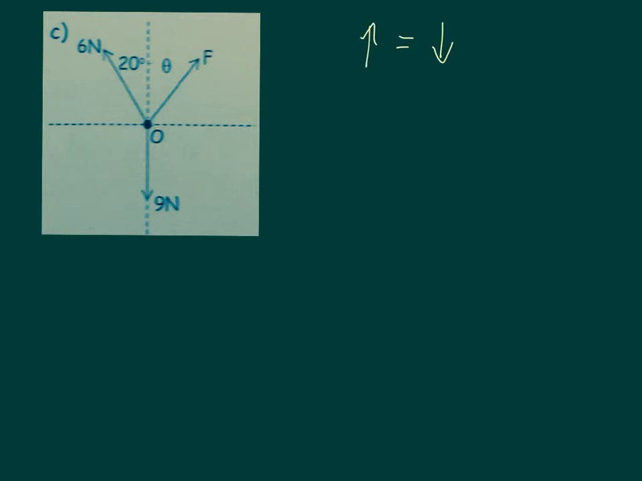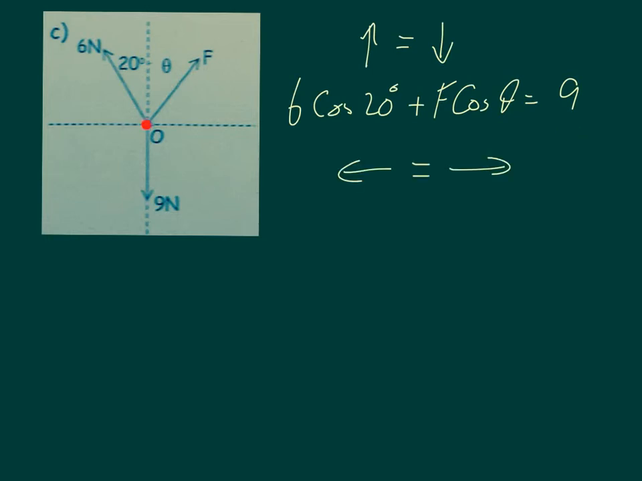So we have upward forces equal downward forces, and that gives us 6 newtons cos 20 because it's an adjacent component here, plus F cos theta, and they both are battling against this 9 newtons. So 2 upward forces, 1 downward. And also we have forces to the left equal forces to the right because it's an equilibrium that way as well. So 6 sine 20 equals F sine theta.